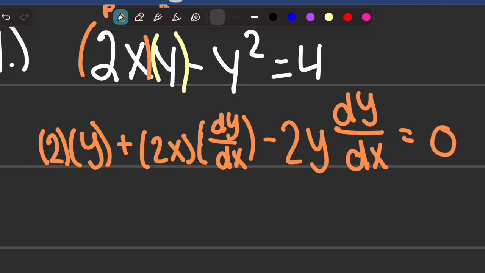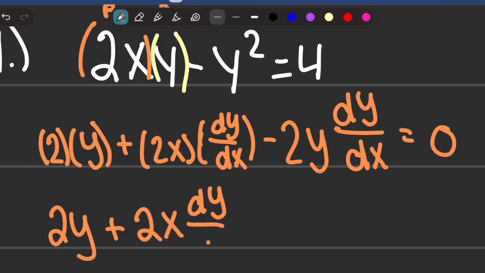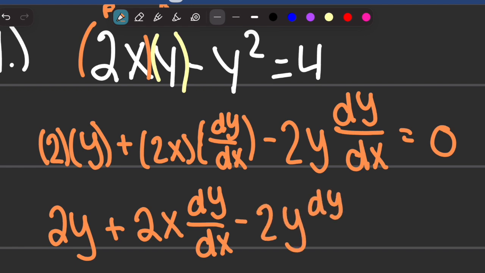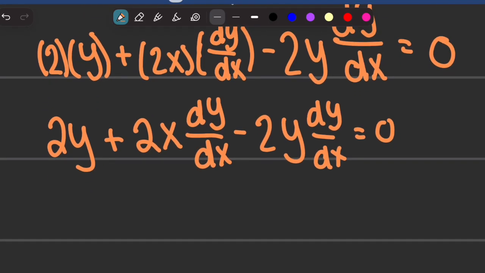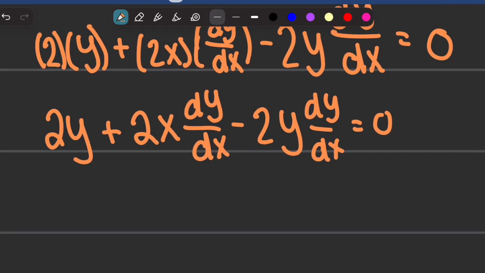All right, let's go ahead and simplify this. 2y plus, now remember these are being multiplied, right? So this is going to be 2x dy over dx minus 2y dy over dx equals 0. And now we're going to do exactly what we've done before. Same exact steps. So again, we are trying to isolate dy over dx.